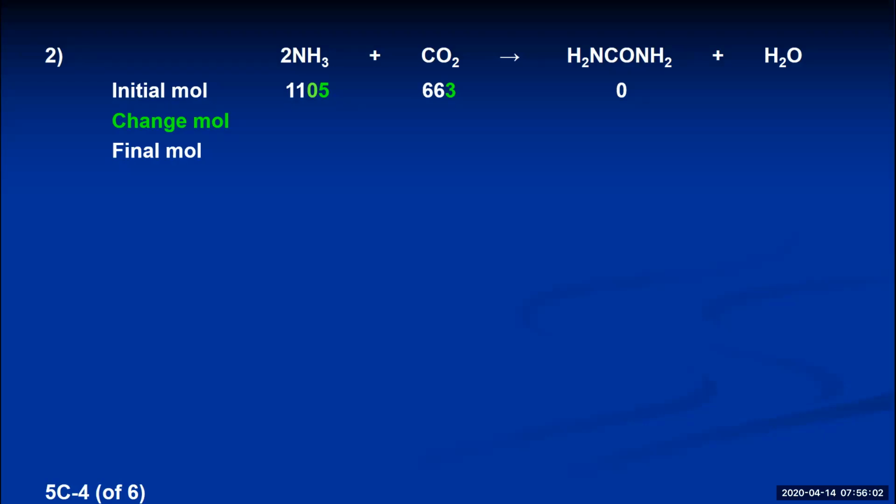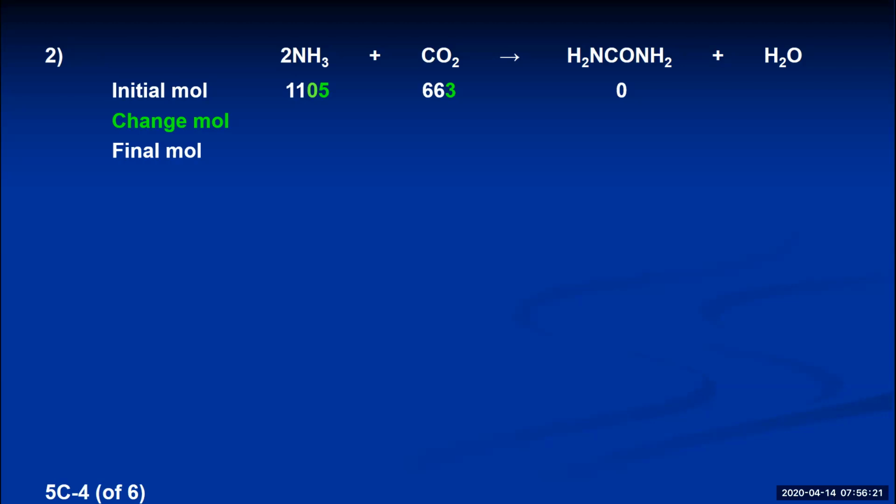Sometimes the numbers are easy enough to tell. For example, if we start with 1,100 moles of ammonia and it's a 2-to-1 ratio to carbon dioxide, we would probably only use about 550 moles of carbon dioxide, which means you'd have some carbon dioxide left over. The ammonia is probably the limiting reactant.